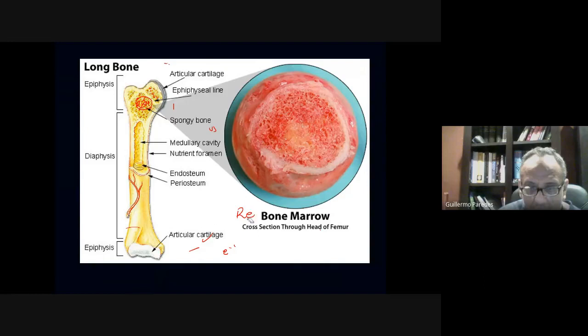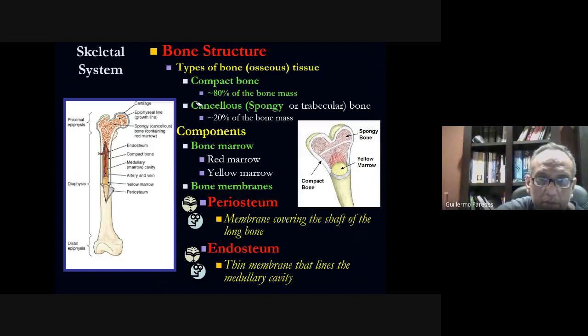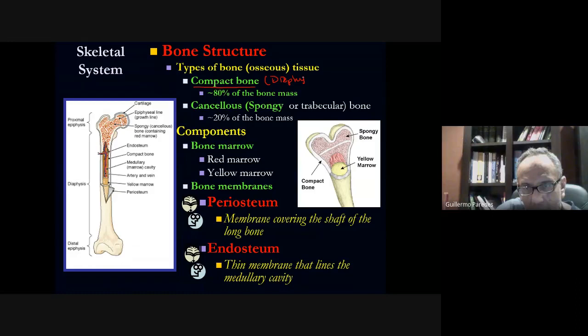Let's see what is next. We have types of bones. We have the compact bone, as you see here, that is basically in the diaphysis, correct? And we have the cancellous, spongy, or trabecular bone. Can you see this spongy bone? Can you see the small areas, like balloons, like round areas? That is the cancellous spongy bone. That is what is easier to chew. It is located in the epiphysis, okay?